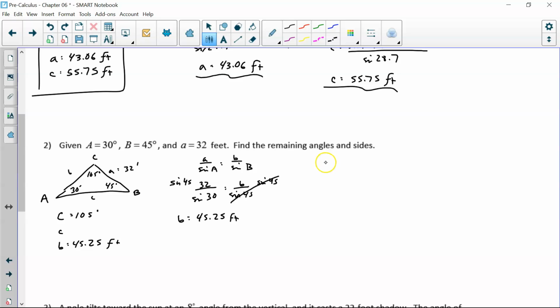And now to find side C. A over the sine of A equals C over the sine of C. So we have 32 over the sine of 30 equals C over the sine of 105. Multiply both sides by the sine of 105 to undo that division. C equals sine 105 times 32 divided by the sine of 30, which is about 61.82 feet.